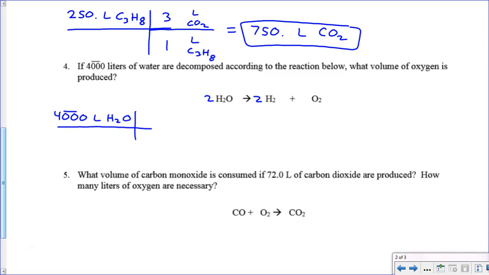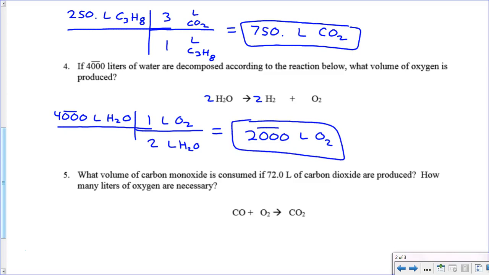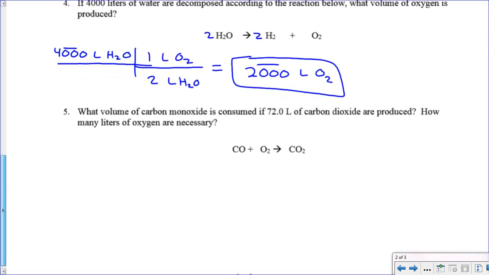So what we know here then is for every 2 liters of water, we're going to make 1 liter of oxygen. We get 2,000 as our answer. We want to maintain 3 sig figs here, so we put an overbar again over those first 2 zeros to indicate that the first 2 zeros are significant and then the last 0 is not, so that we have 3 sig figs in our answer.